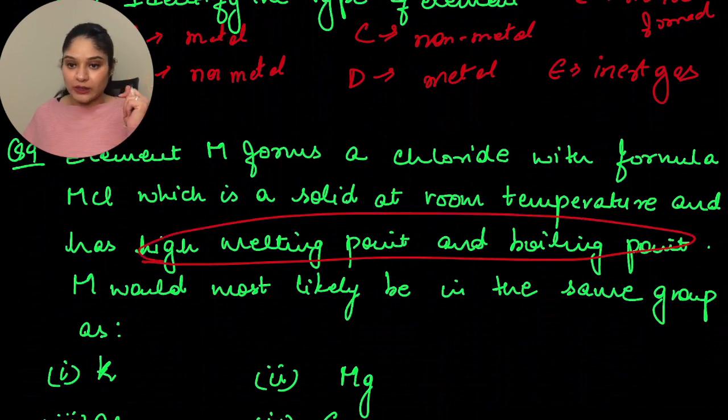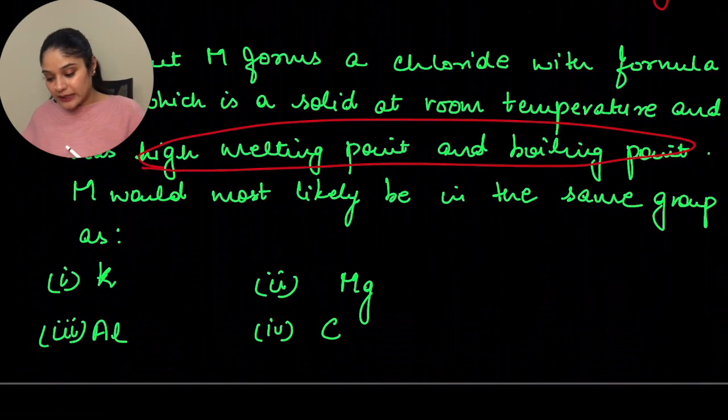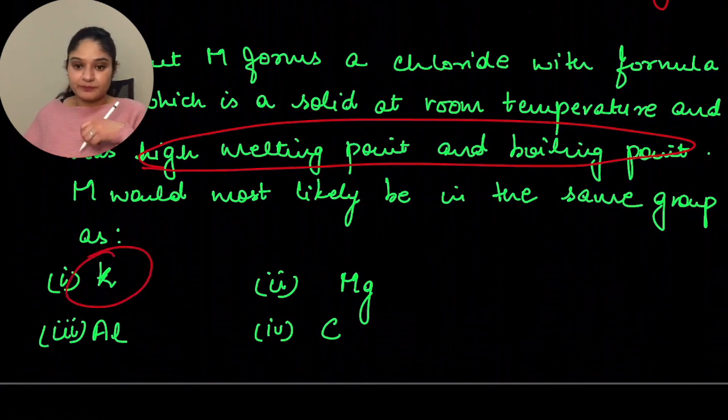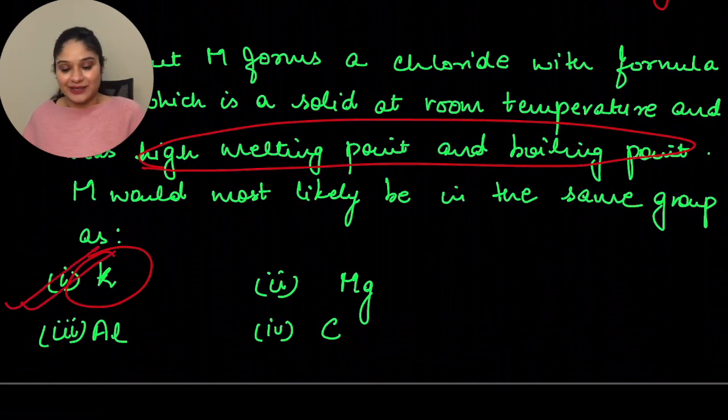So ionic compounds have high melting and boiling point. Another thing is that MCl, the formula that they have given, means you're using one atom of M, correct? So this means that it is a metal and you're using a single atom of M. That means M's valence electron is 1. So we have a lot of information about M. M is forming an ionic bond. So M is a metal with 1 valence electron. So M will be in the same group as potassium. Okay, students, as potassium. Now that's the answer, the first, potassium.